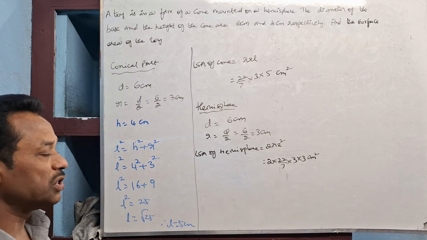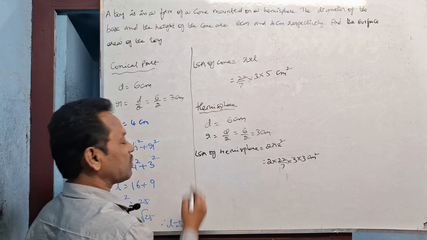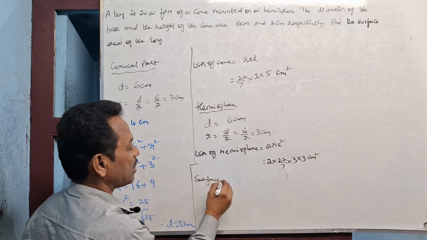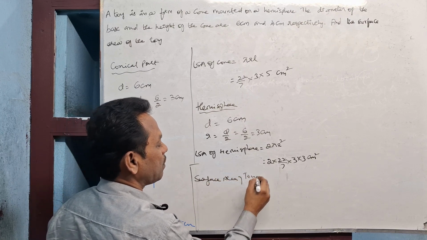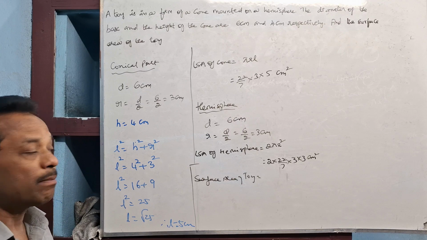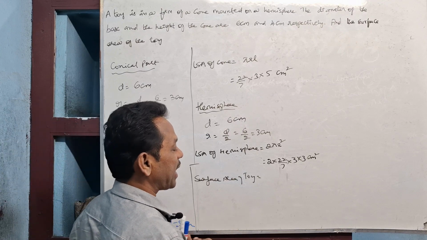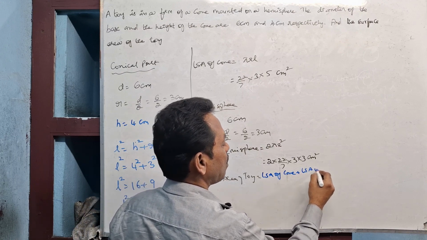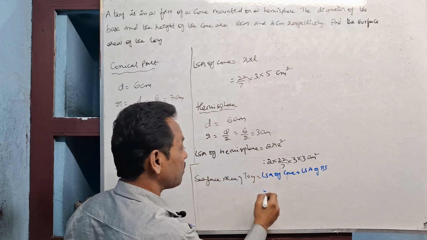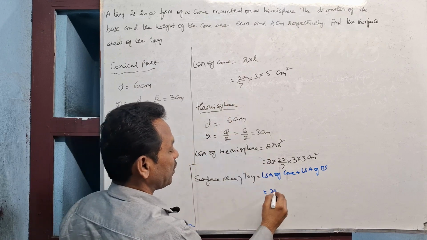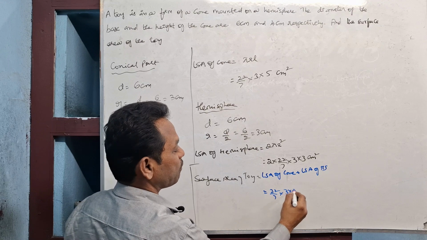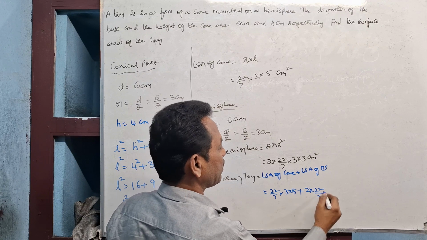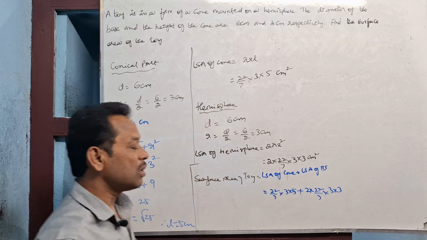Bacho, hope everyone understood this step. Now, once you have this, I'll go for the surface area of the toy. How to find the surface area of the toy? By adding the two LSAs. So let me add the LSA of cone plus the LSA of hemisphere. The LSA of cone is 22 by 7 into 3 into 5, plus here we get 2 into 22 by 7 into 3 into 3. Bacho, be careful here.